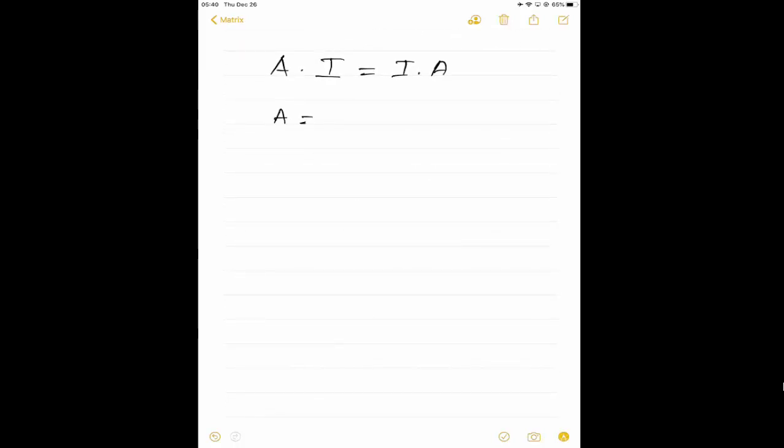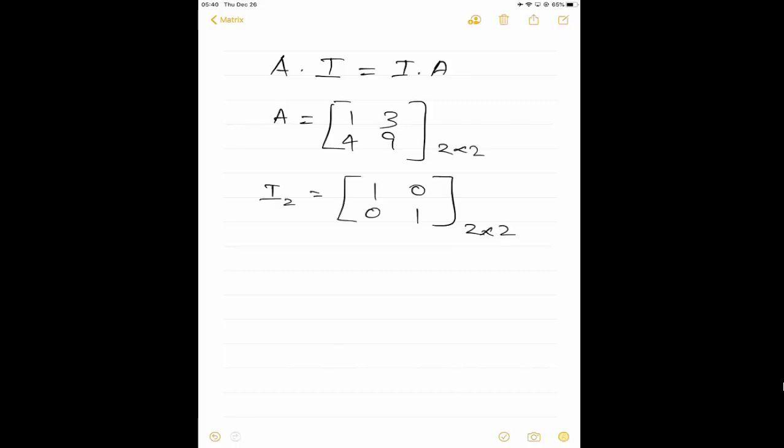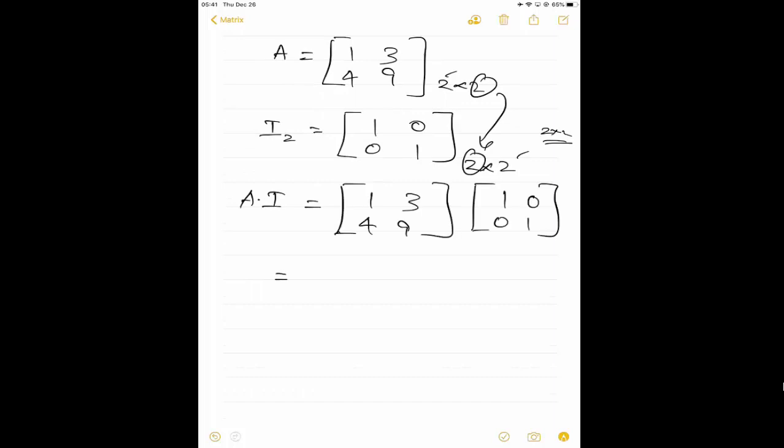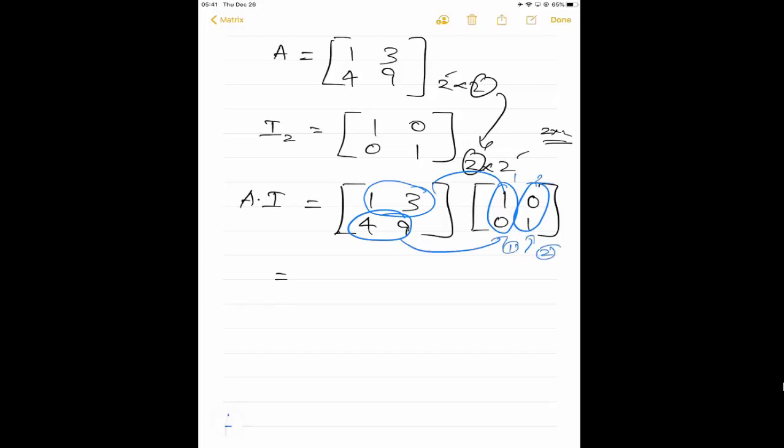We have a matrix A, which is 2 cross 2, and I, which is 2 cross 2. Make sure we are checking the condition: number of columns equals number of rows. The condition is satisfied, so matrix multiplication is possible. The output is going to be 2 cross 2. A into I is equal to, we know very well, first row with the first column, then first row with the second column. Same way, second row with the first column, then second row with the second column.